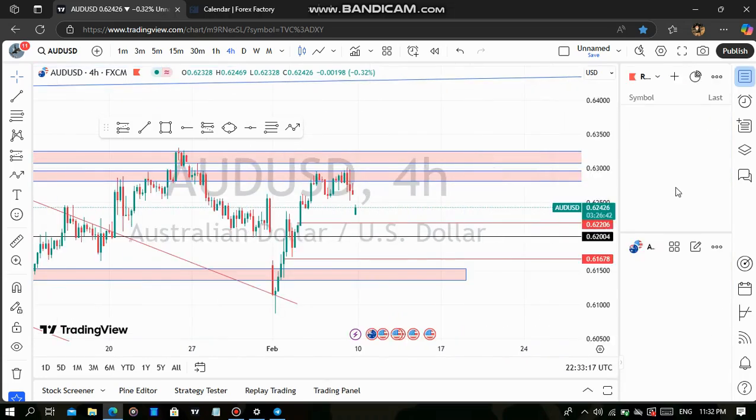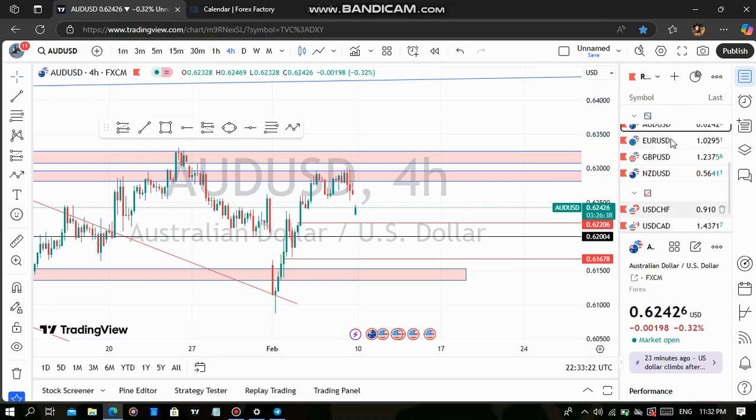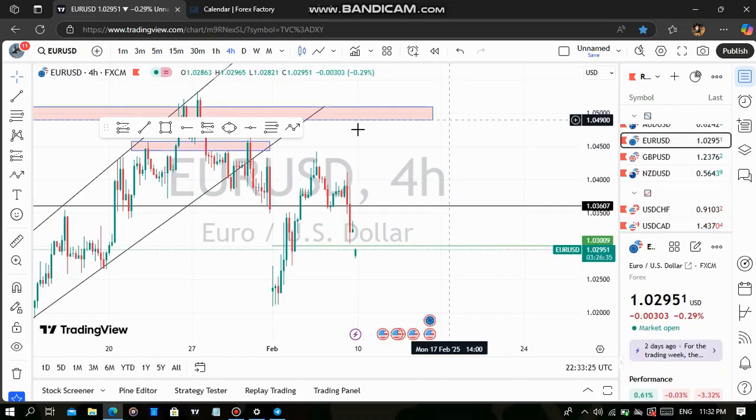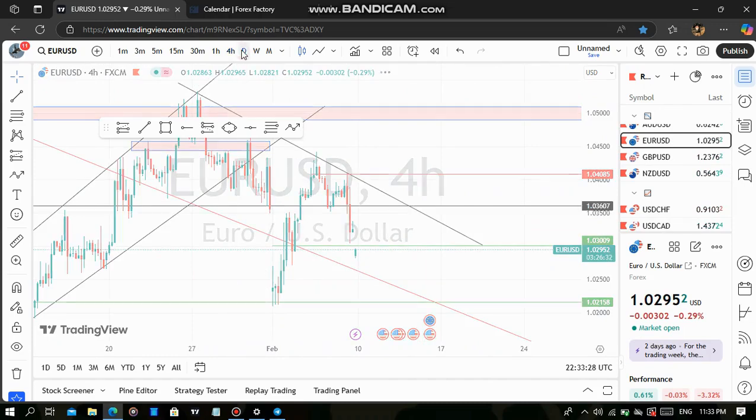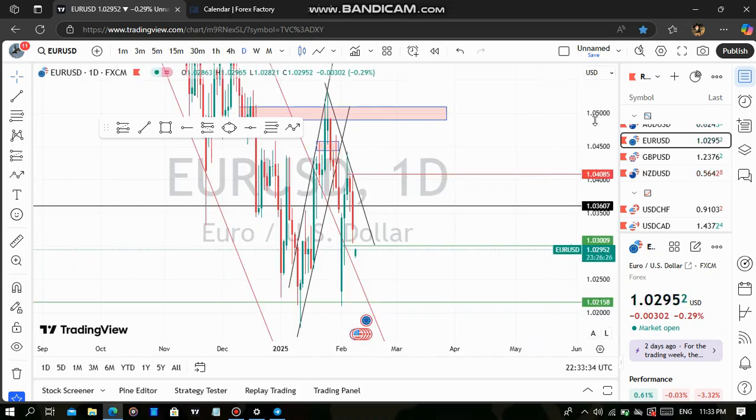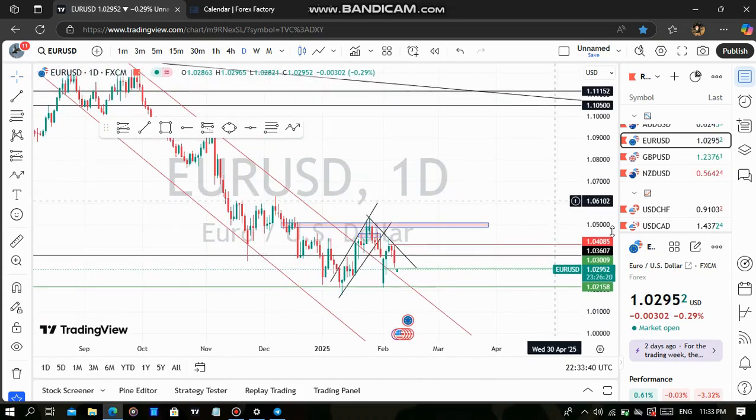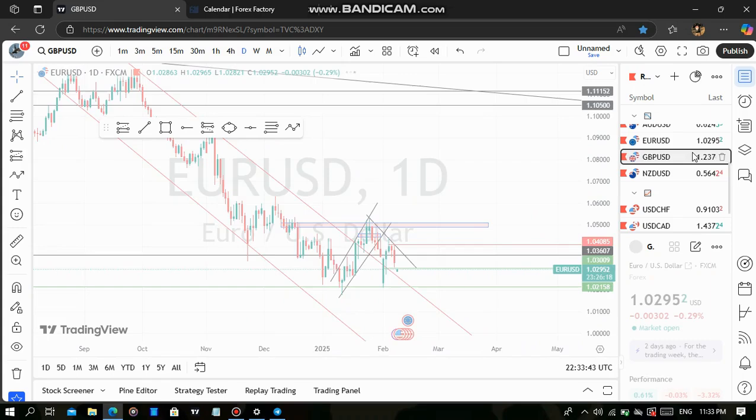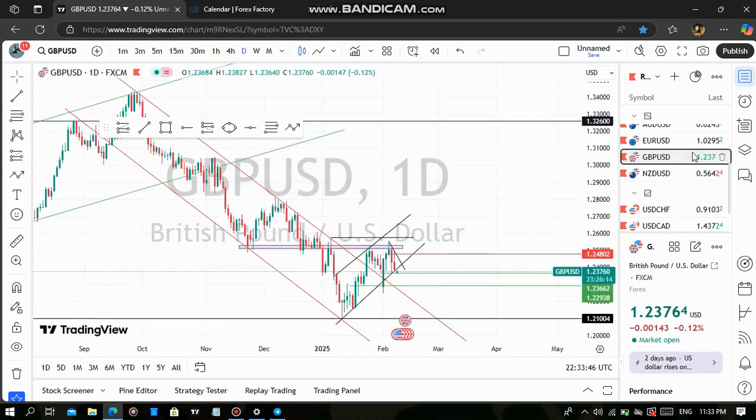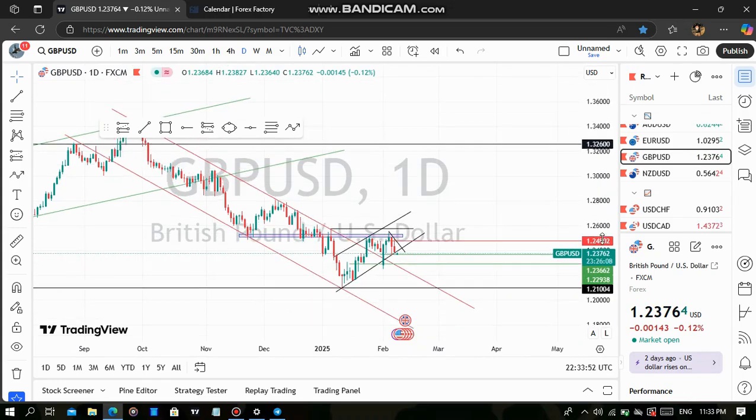So do I have any other? Let's see Euro USD. Euro USD is not very clear, so let me not waste my energy trying to see a chart that is not very clear. So very good. GBP USD is something like AUD USD. So once you see our breakouts to the upside, yeah, we continue buying.